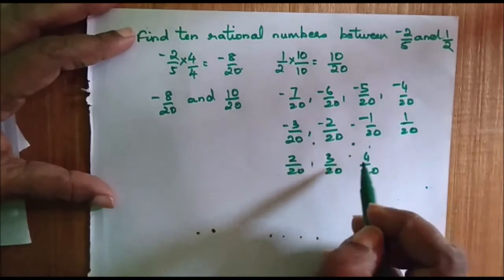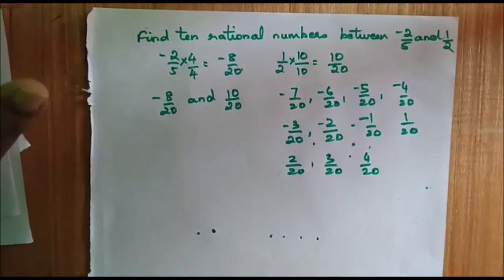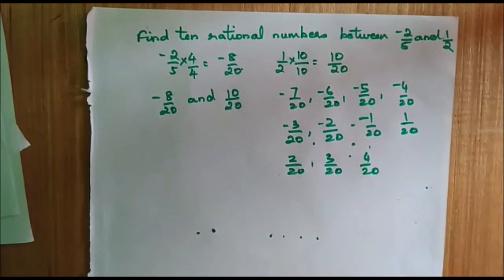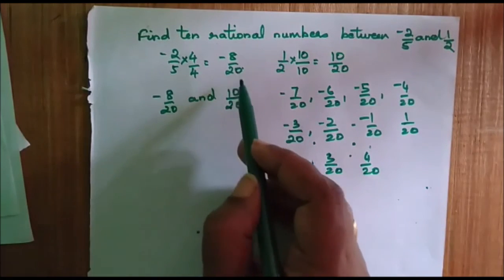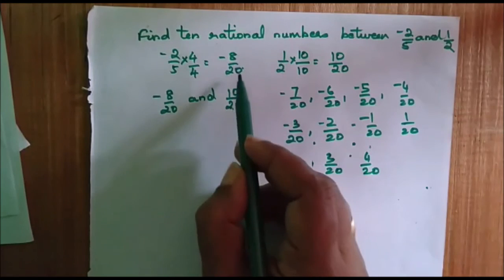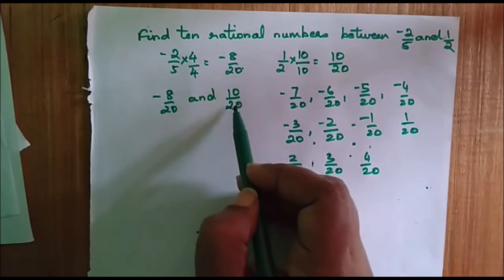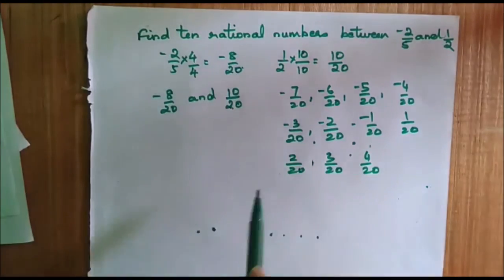So on the whole I have got more than 10 rational numbers between minus 2 by 5 and 1 by 2. That is, you have to bring both the fractions to a common denominator and then you can write the rational numbers.